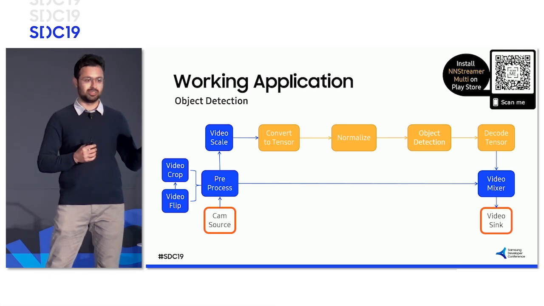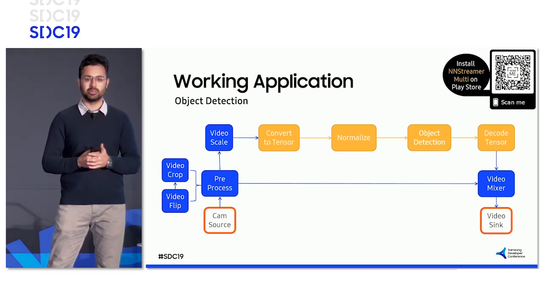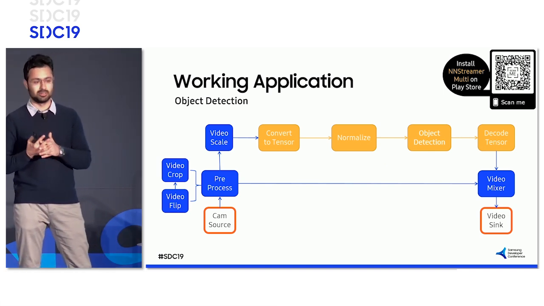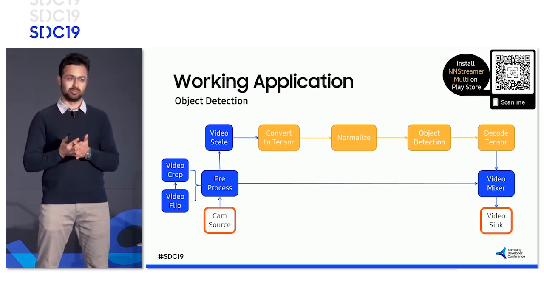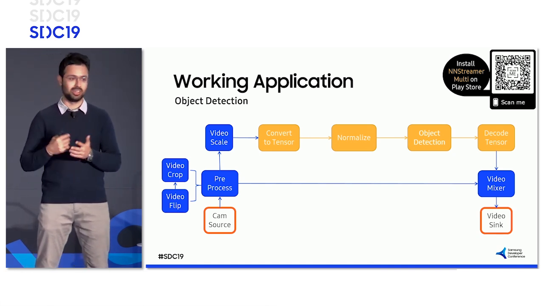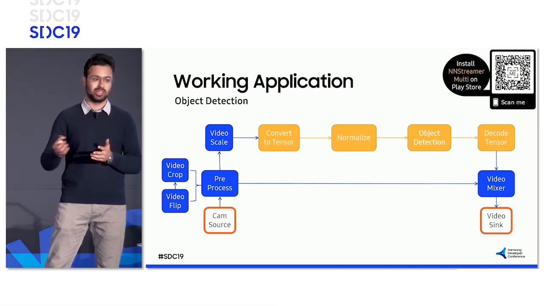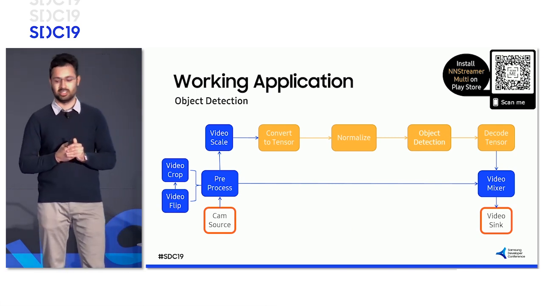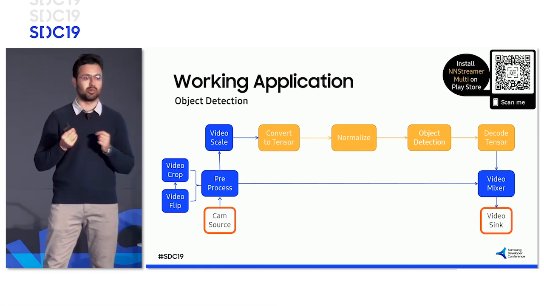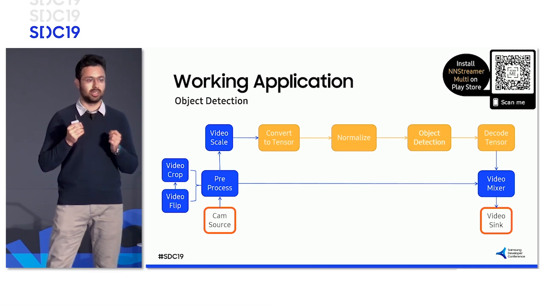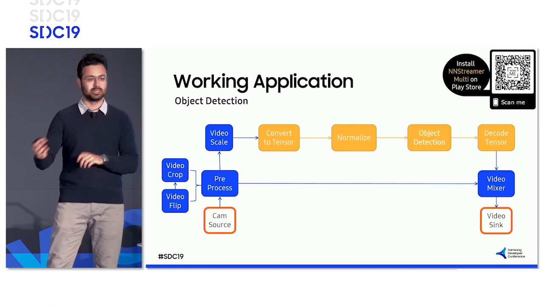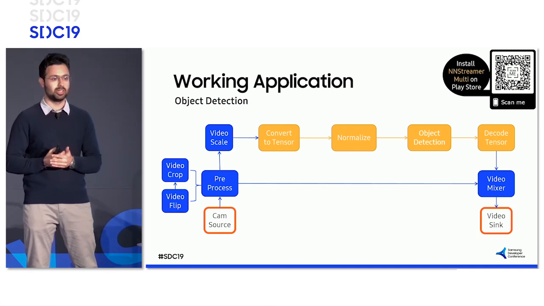So here we have, after applying scale to our video, we convert it into a tensor format, we normalize the data, we do object detection, we run the object detection, which was the core part, what we wanted to do. We decode the tensor. Decoding the tensor means that the object detection by itself will give us coordinates of the bounding boxes, which we saw in the previous slide. Those coordinates needs to be converted and drawn as a box. The decode tensor will draw the box for you.